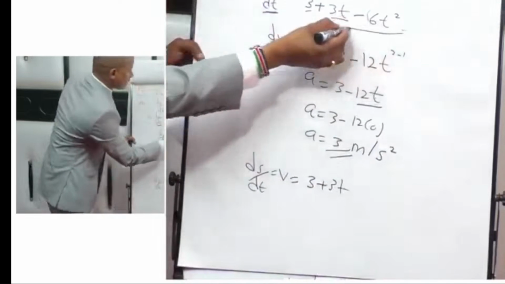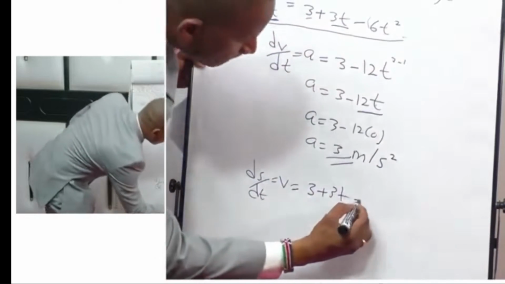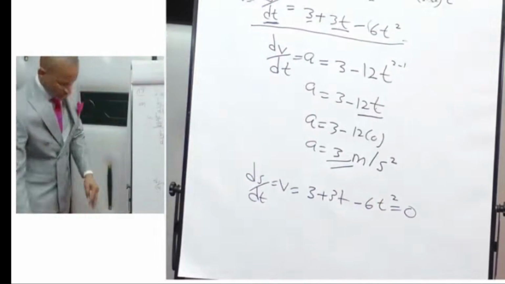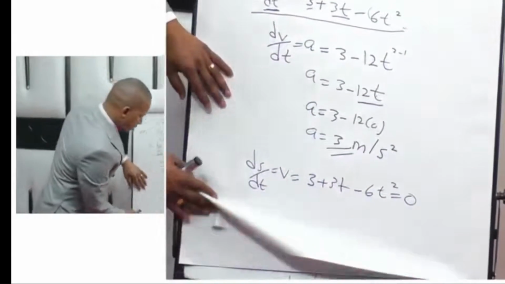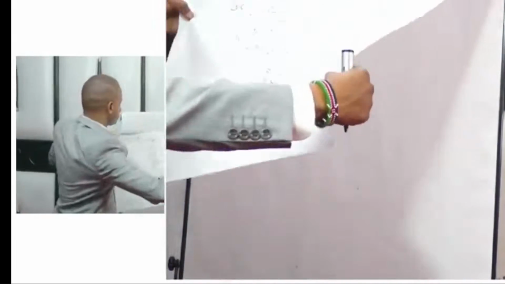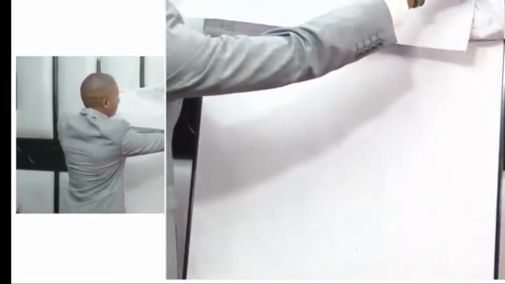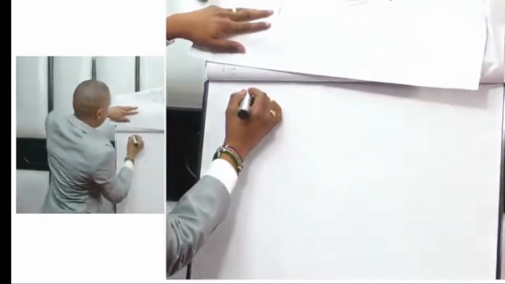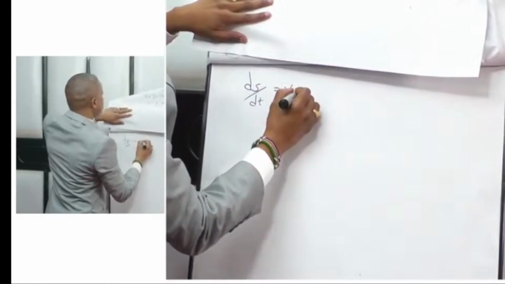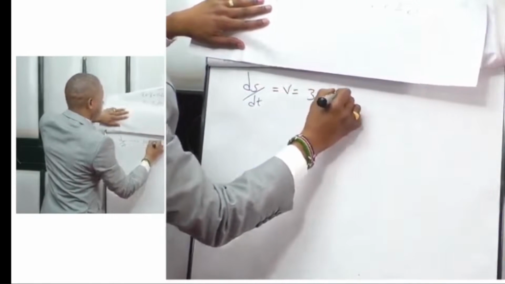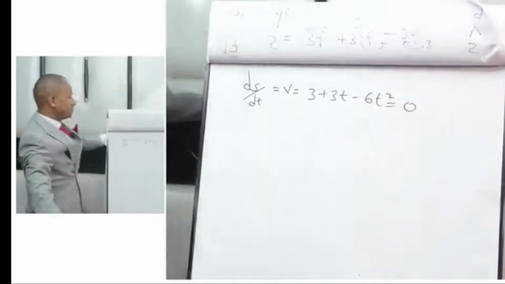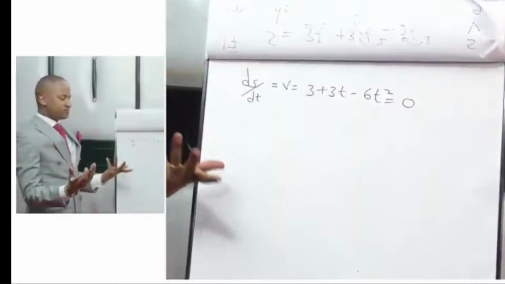I'm taking this, I'd already differentiated it, minus 6t squared. This equals 0. So let me write it here. ds/dt equals velocity, which is equal to 3 plus 3t minus 6t squared. This equals 0. So if this is 0, what are the values of t?